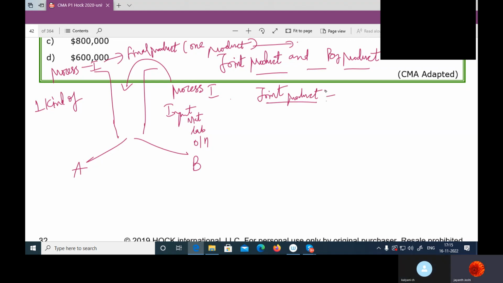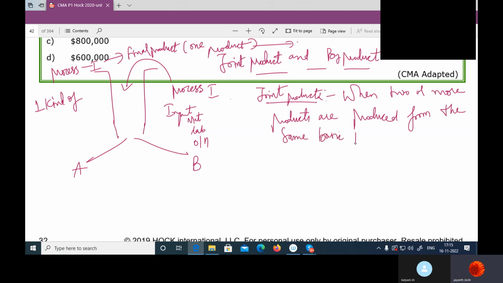If I have to speak about joint products, they are nothing but products, when two or more products are produced from the same basic raw material and are almost of equivalent value.